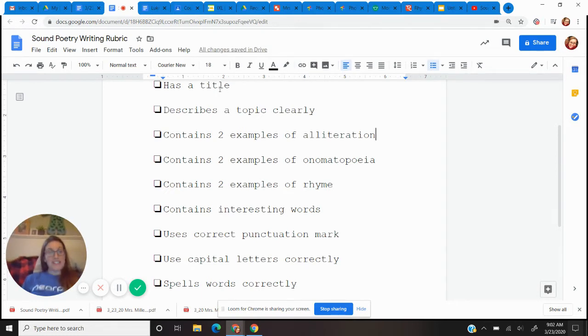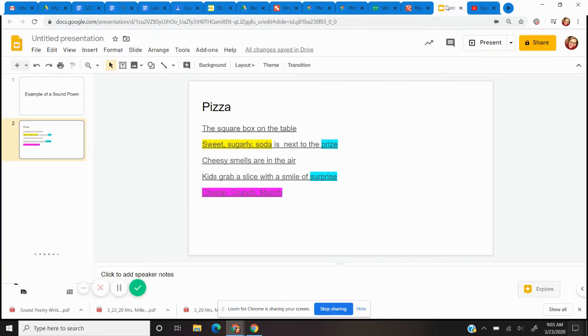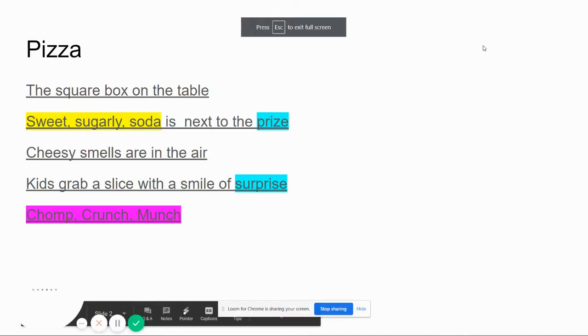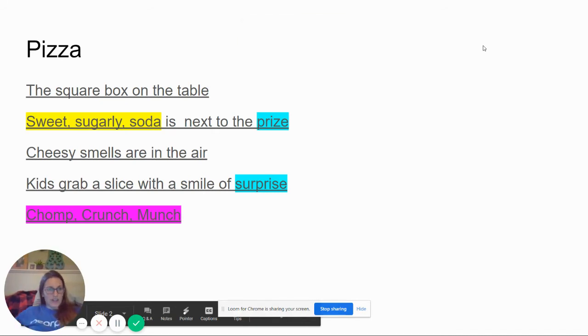So my poem is still in construction. It's not yet complete. So I was making sure I had 1 example of each that I will show you in this poem. So let's read it. Let's find the onomatopoeia, the rhyme, and the alliteration.